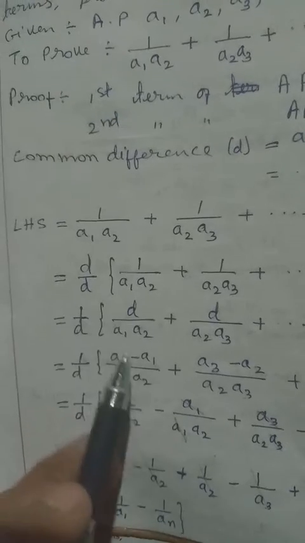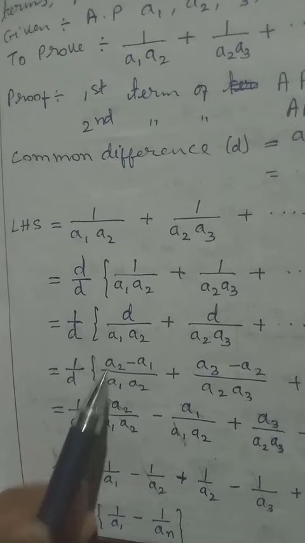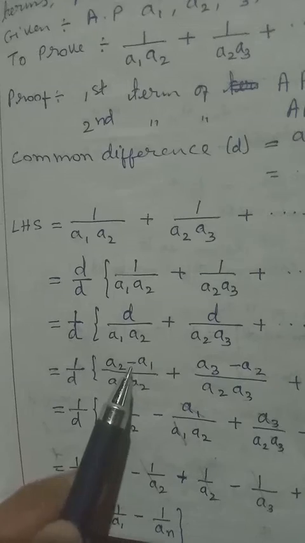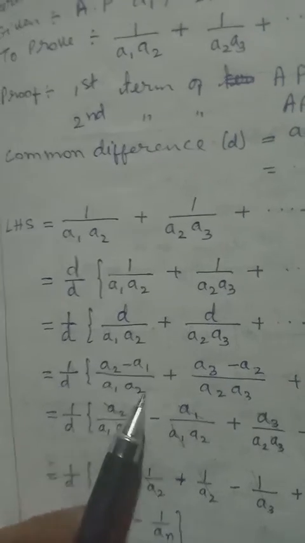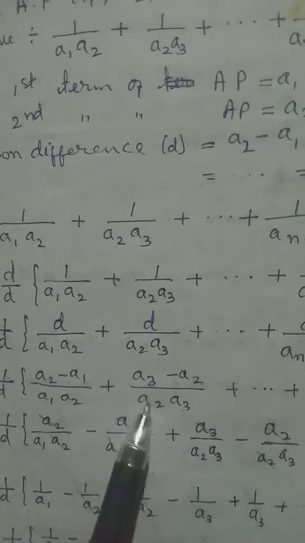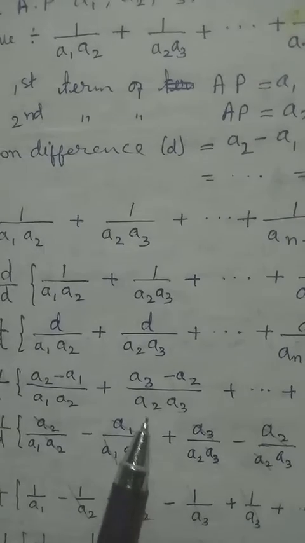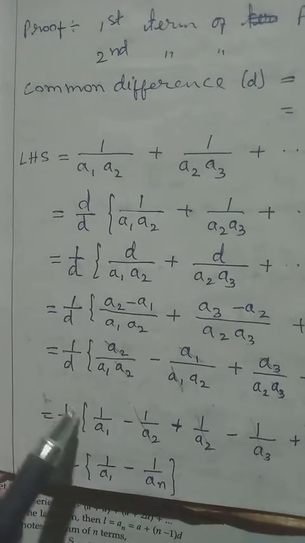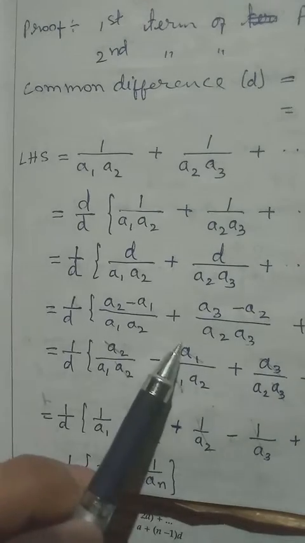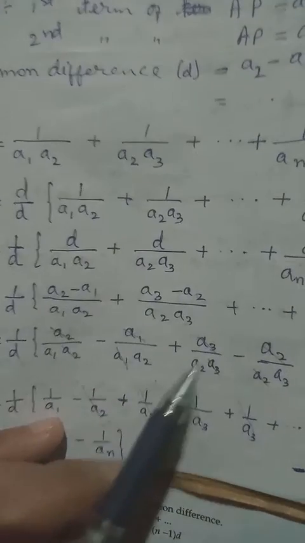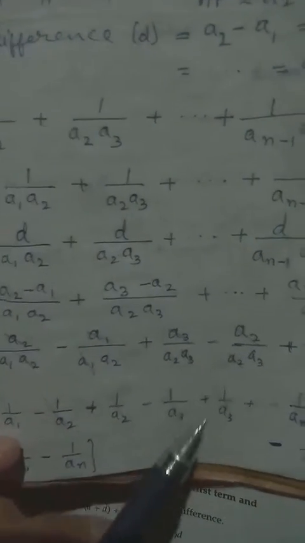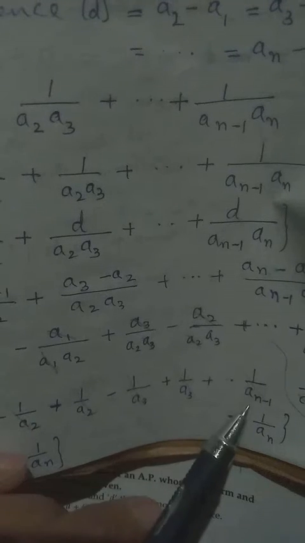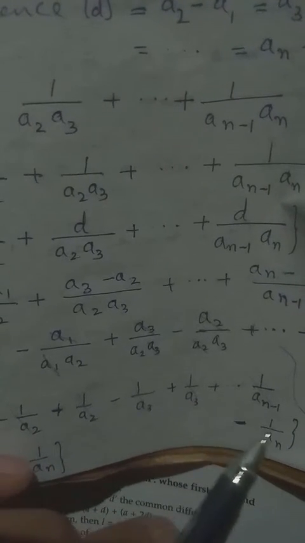Then if we break the LCM, it will be a2 by a1 a2 minus a1 by a1 a2, then a3 minus a2 by a2 a3. Like that we continue to break. If we break like that, we can cancel a2, we are left with 1 by a1 minus 1 by a2, then plus 1 by a2 minus 1 by a3, and so we continue up to 1 by a(n minus 1) minus 1 by an.